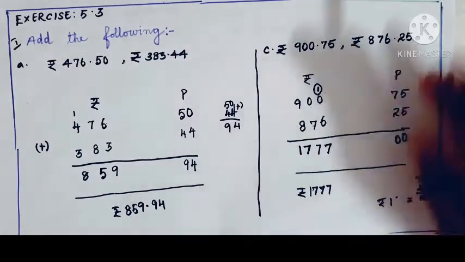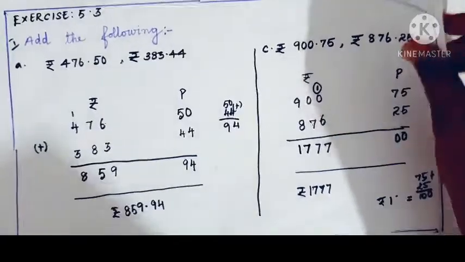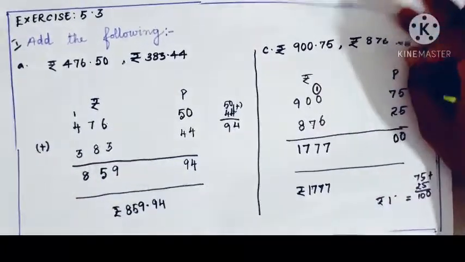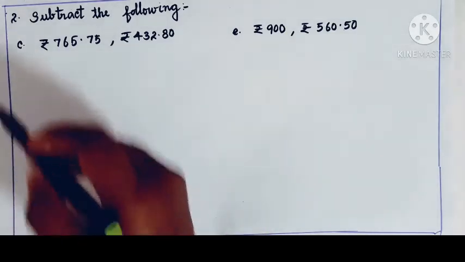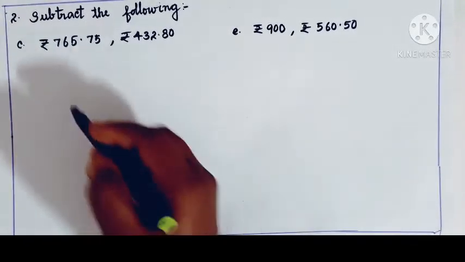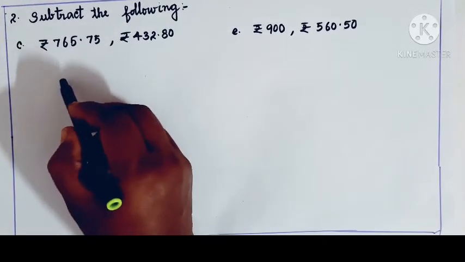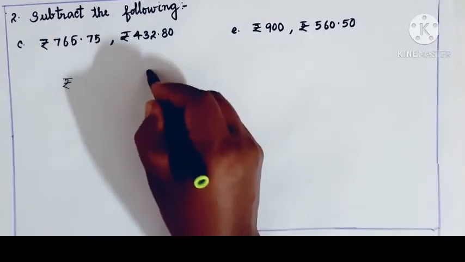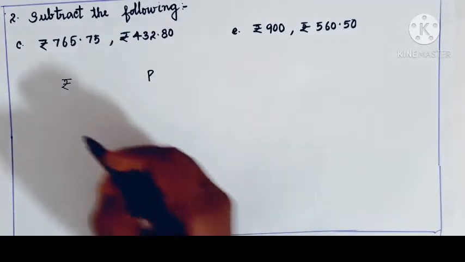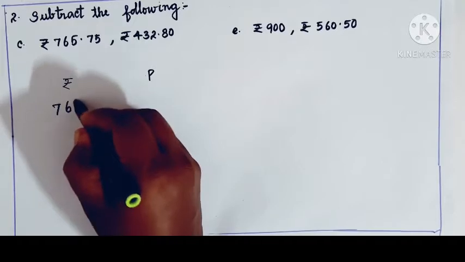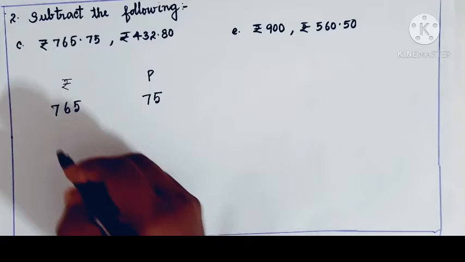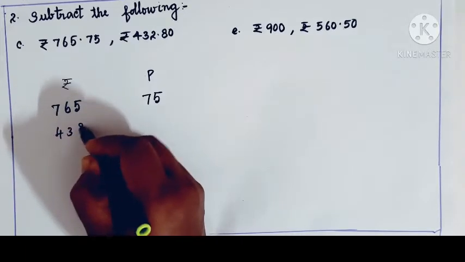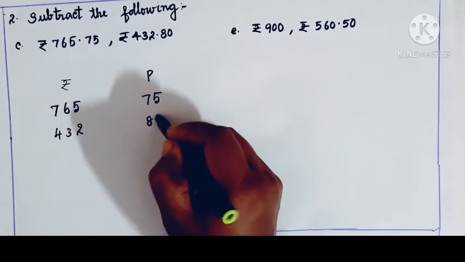Now we are going to see the second division, subtract the following. So what is going on here? Same pattern that we did before as an example. Now I'll explain. In the rupees column you write rupees, and then the pies. So 765 rupees, 75 pies, right? And 432 rupees and 80 pies.